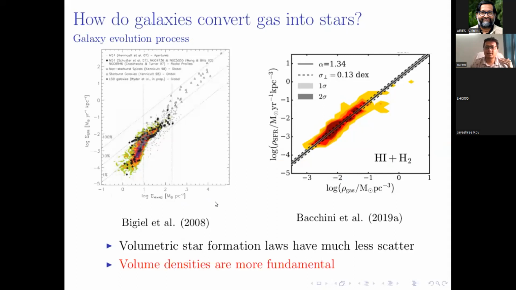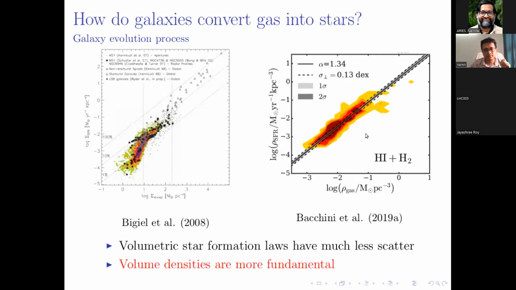But in a recent study, what they have found is that, more than these surface densities, volume densities are actually much more correlated, with much less scatter, and the agreement is across the board for different types of galaxies and different surface density values, from low density to high density. This has been done by Bacchini et al. very recently, for a limited number of galaxies with a reasonable number of assumptions.